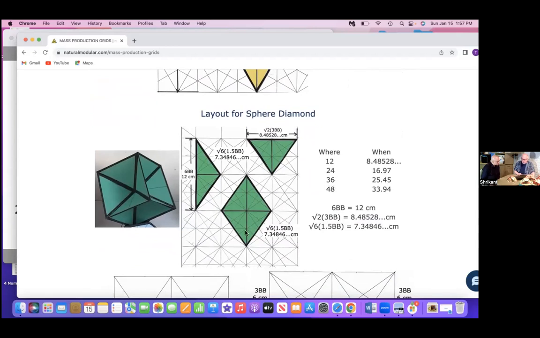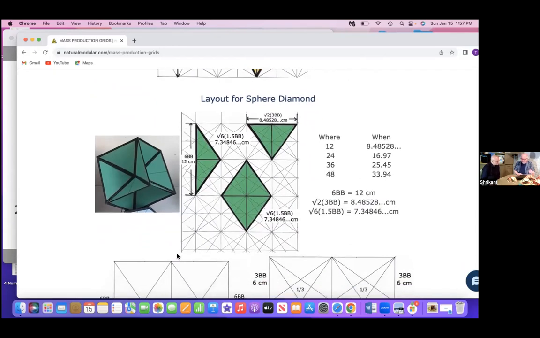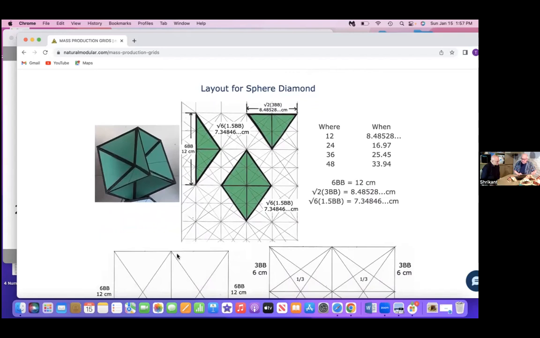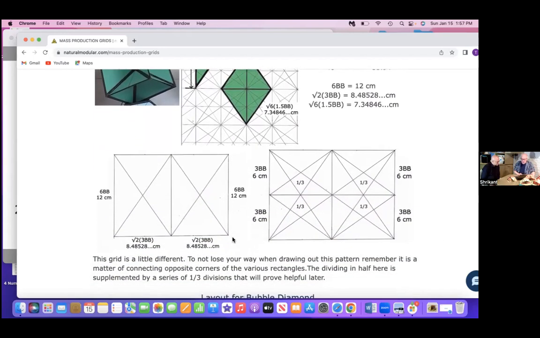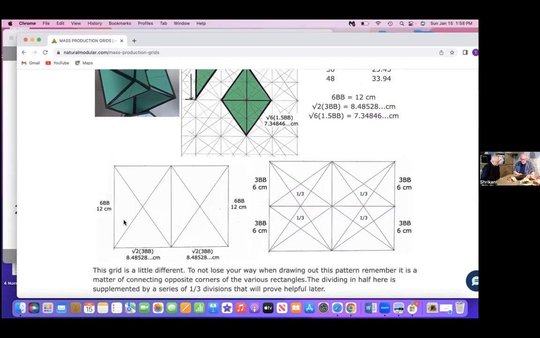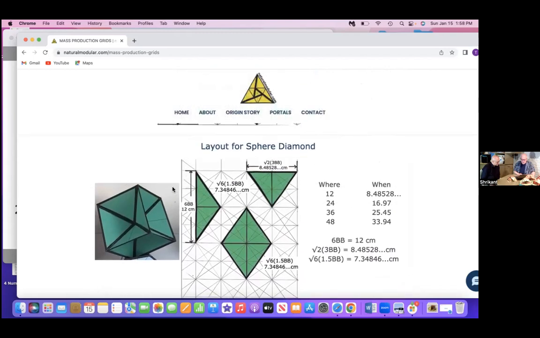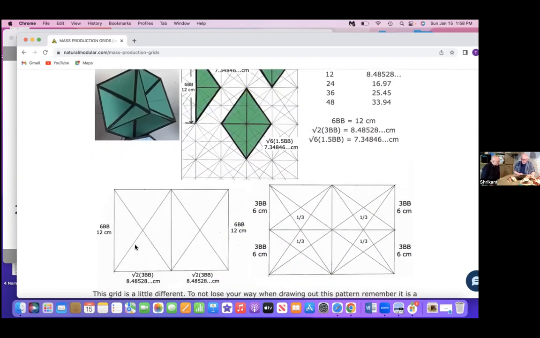And so then it's just the same thing again, but different. So here you start off, we have 12 centimeters and 8.4. So that's what makes this here, right? And you connect those corners. Then you do that in half, and then you connect the corners there.